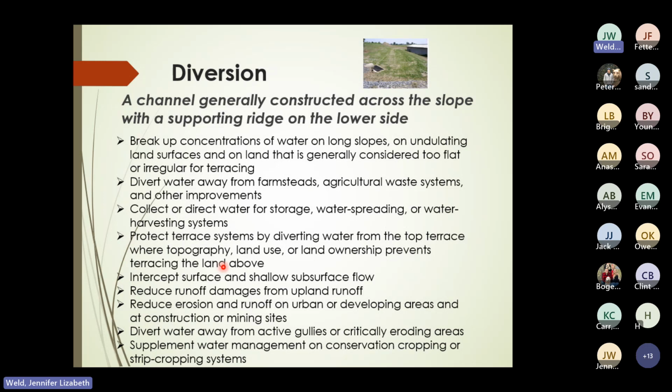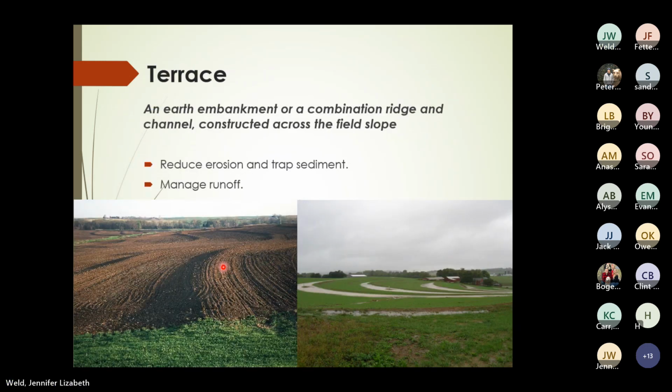Diversion can also be used to protect other types of practices such as terraces. A terrace is a system. Generally, there's more than one terrace, earthen embankments, and it's a combination of a ridge and a channel, constructed across the slope of the field, very similar to a diversion. But in this case, we have a combination of ridges and embankments with a channel, and they allow the water that's coming across the terrace to be stopped, channelized, and then move across the field slope into some sort of retention area, such as a sediment basin.